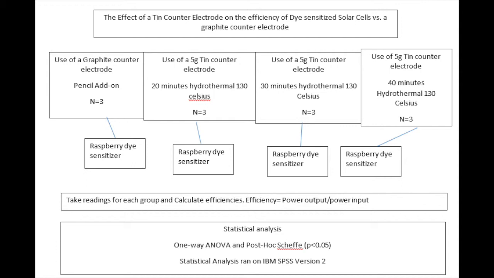The next group will use 5 grams of a tin counter-electrode and raspberry dye. The tin counter-electrode will be added on to the FTO glass by hydrothermal means for 30 minutes at 130 degrees Celsius. 2 dye-sensitized solar cells will be made for this experiment. The final group will use 5 grams of a tin counter-electrode and raspberry dye. The tin counter-electrode will be added on to the FTO glass by hydrothermal means for 40 minutes at 130 degrees Celsius. All of this will be done on a hot plate.